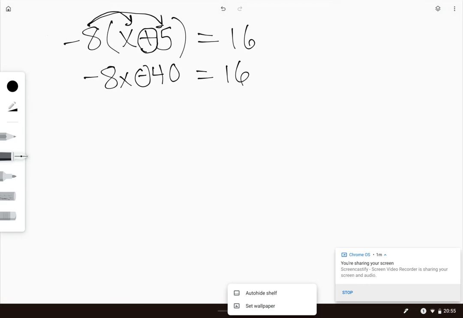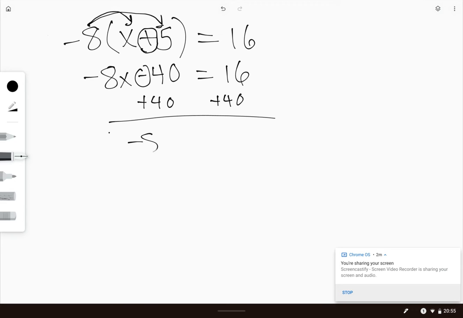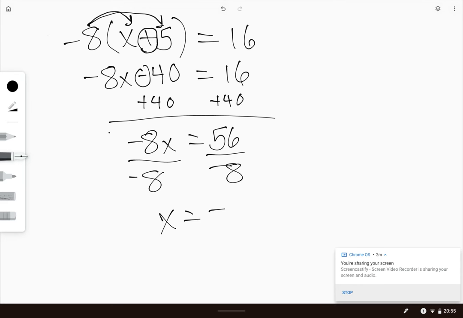So what I do next then is I add 40 to both sides. And then I divide both sides by negative 8. And my answer here is x equals negative 7.